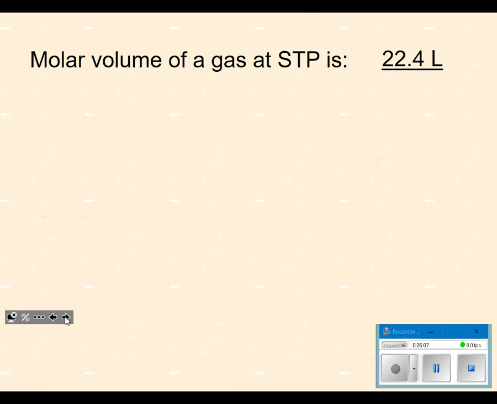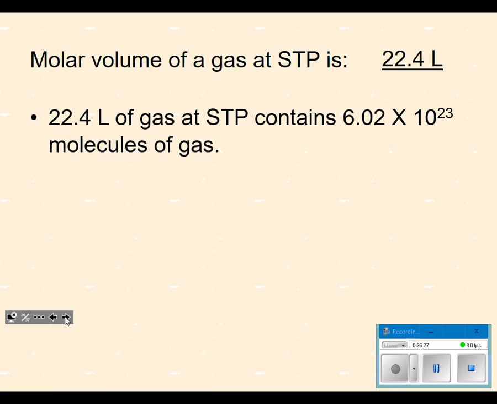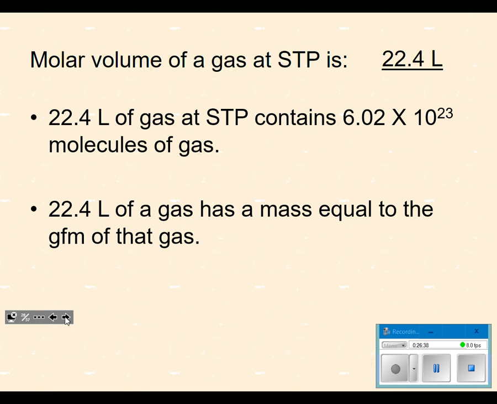Okay? So, molar volume of a gas at STP is always 22.4 liters. That means if I have a mole and I say, how much volume is that, then it's 22.4 liters. Okay? So there's 22.4 liters of gas at STP if it has 6.02 times 10 to the 23rd molecules, which remember is a mole. And then there's 22.4 liters of a gas that has a mass that's the GFM of the gas. And remember, the GFM is equal to a mole.